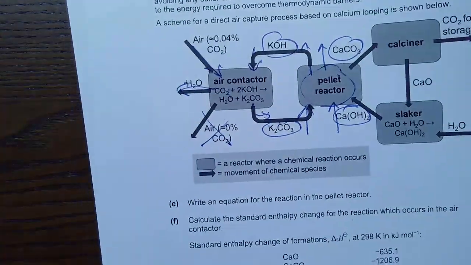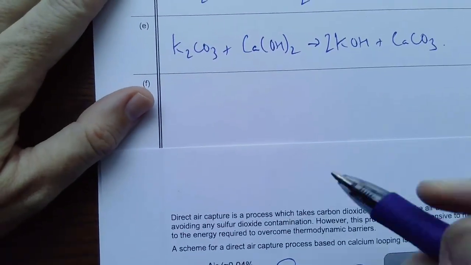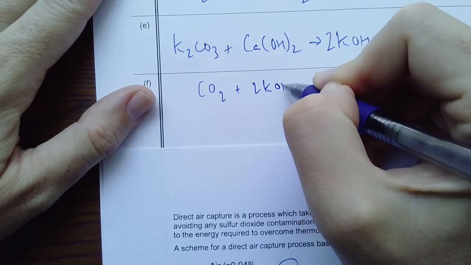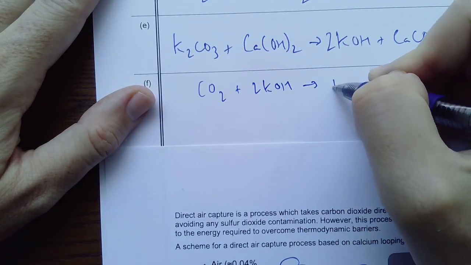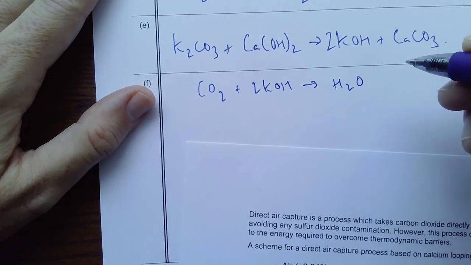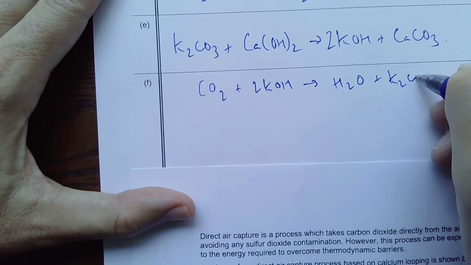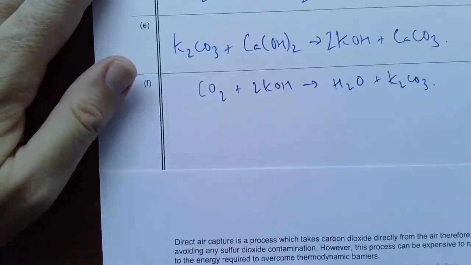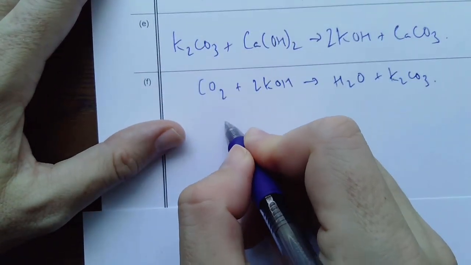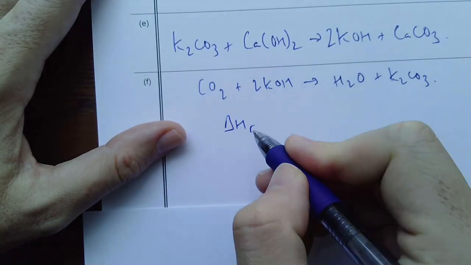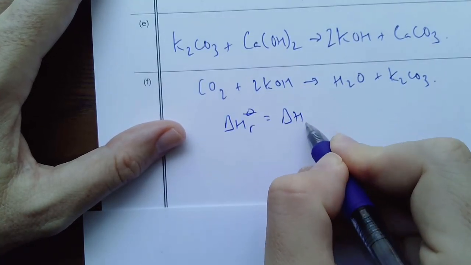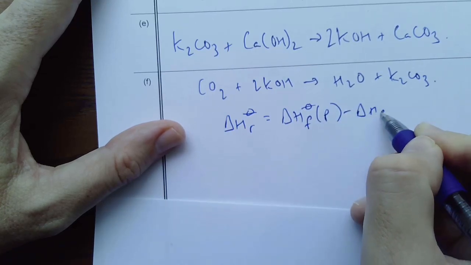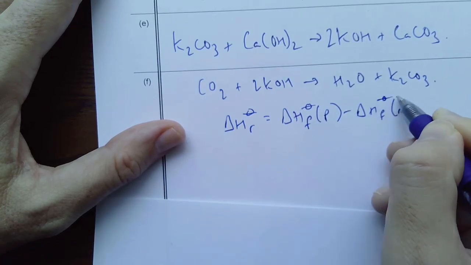Anyway, let's write the equation out. So it's CO2 plus 2KOH becomes H2O plus K2CO3, and for its enthalpy, you're given standard enthalpies of formation, so delta H for the reaction is going to be delta HF of the products minus delta HF of the reactants.